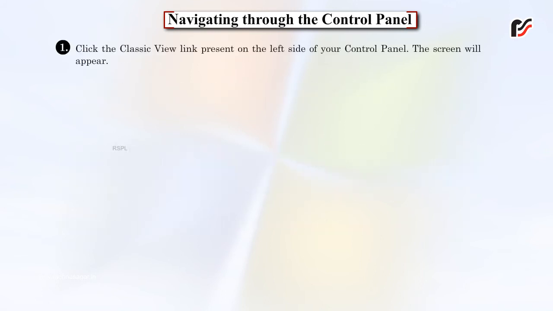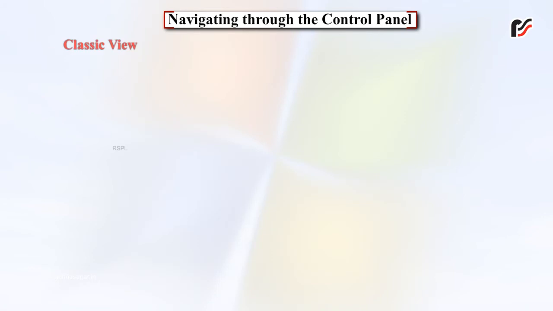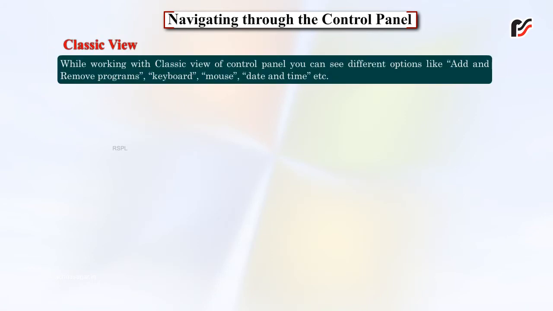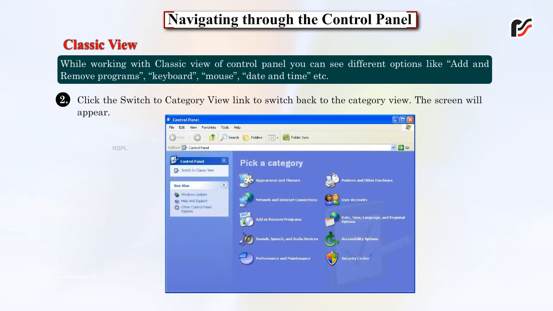1. Click the Classic View link present on the left side of your control panel. The screen will appear. Classic View. While working with Classic View of Control Panel, you can see different options like Add and Remove Programs, Keyboard, Mouse, Date and Time, etc. 2. Click the Switch to Category View link to switch back to the category view. The screen will appear.